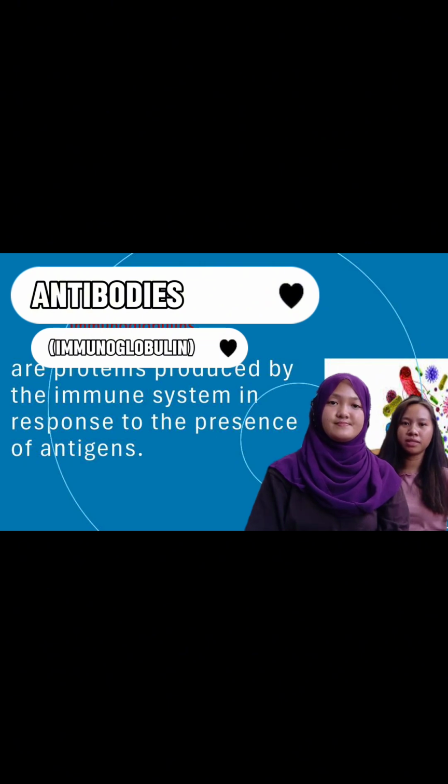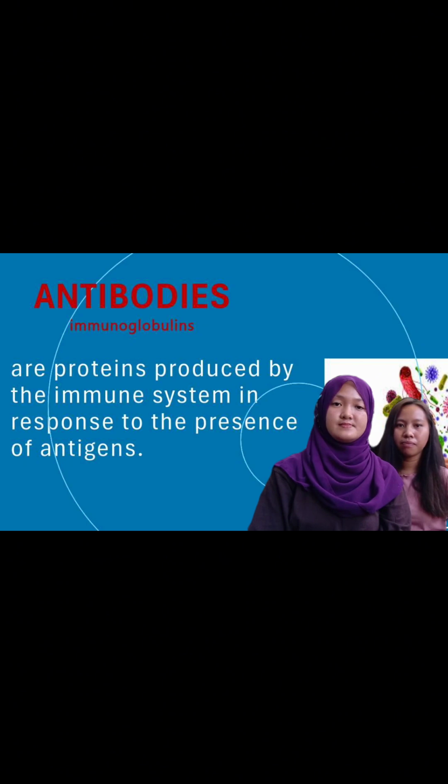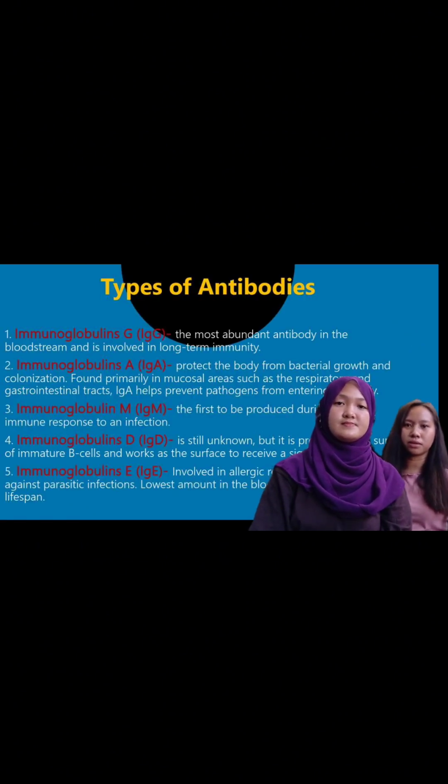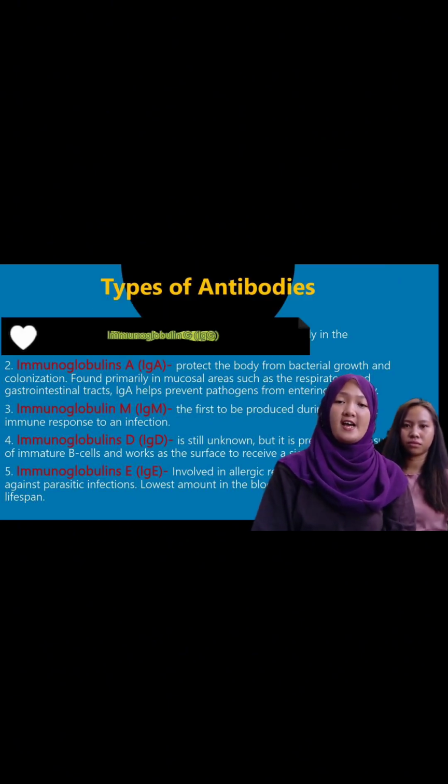Antibodies, or immunoglobulins, are specialized proteins produced by the immune system to fight foreign invaders like bacteria and viruses. They bind to the target antigen, marking them for destruction and helping to enhance the immune response. So there are 5 types of antibodies. The first is IgG, or immunoglobulin G.